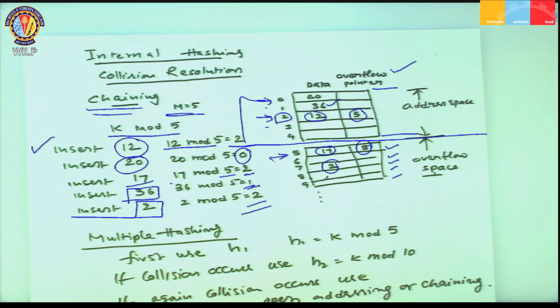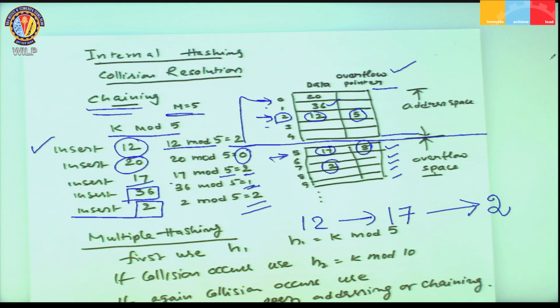That is, there are two indirections. From record 12 I am able to reach the location where record 17 is available, and from there, using one pointer, I am able to reach the location where the record with key value 2 is available. So this is how we can resolve this collision.